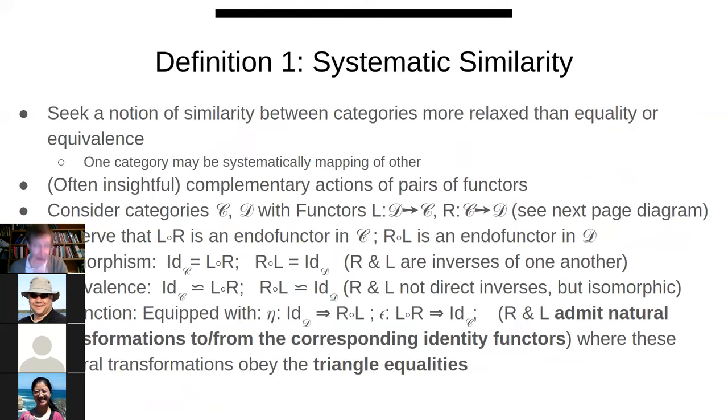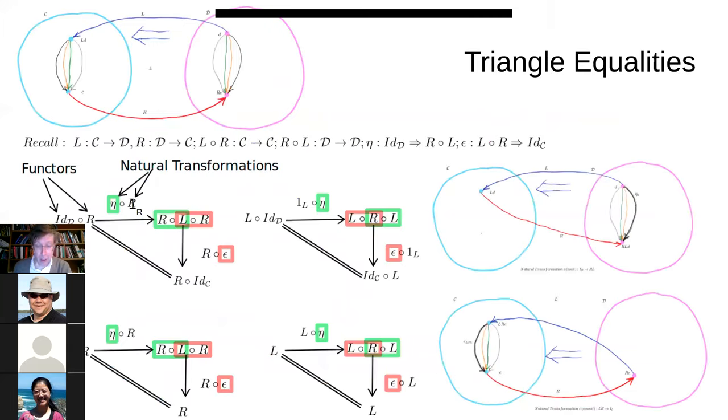Okay, so that was definition one. Definition one appealed to this notion of systematic similarity. It said, okay, instead of assuming identity, inverses, perfect isomorphism or equivalence, we have something close to an isomorphism. Here we have a relationship between L and R that admits natural transformations. It's equipped with two natural transformations that have to commute in this way. In other words, epsilon and eta have to play together nicely in a way that's consistent with just leaving R alone, to do their job in a way that would leave R unchanged or L unchanged.